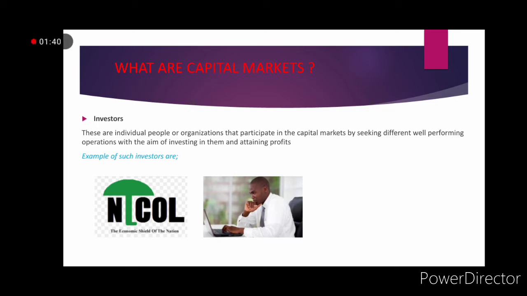An example of an organization that is technically an investor is NICOL, the National Investment Company Limited. It's also listed in the DSE. I would say it's a holding company because it has interest, stakeholding, shareholding in other companies such as Vodacom, NMB, Tanga Cement, and etc. Another example is this person over here who's looking at the laptop, representing all the people who are going to be investors or all the people who already are investors. Now, let's get on to the next aspect.